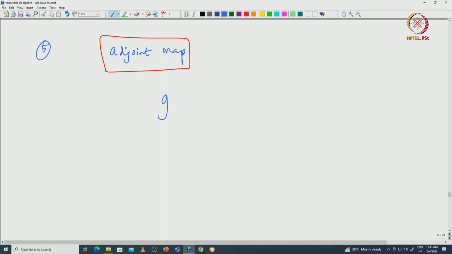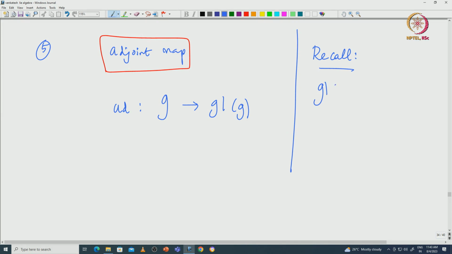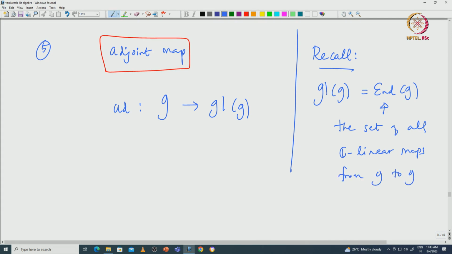You have this Lie algebra G, and this map is defined from G to GL of G. Recall GL of G, as a set, is the endomorphisms of G. This is the set of all C-linear maps from G to G. So what is the dimension of GL of G? It is nothing but the dimension of G squared. I stopped writing C, but it is understood that we are always working over C.